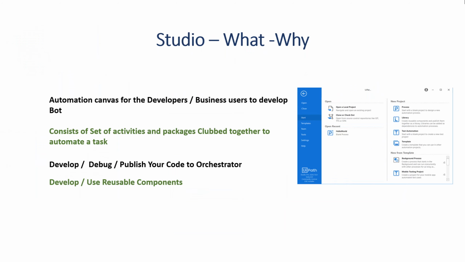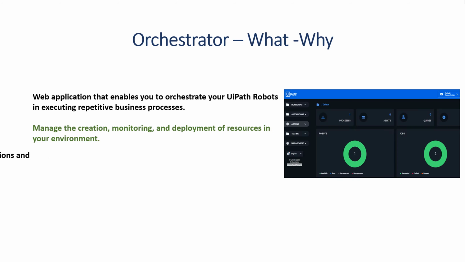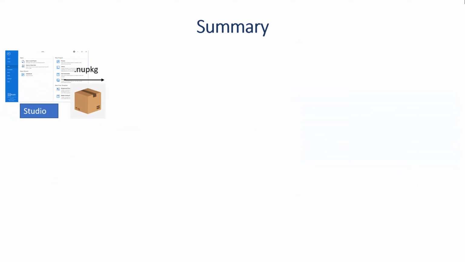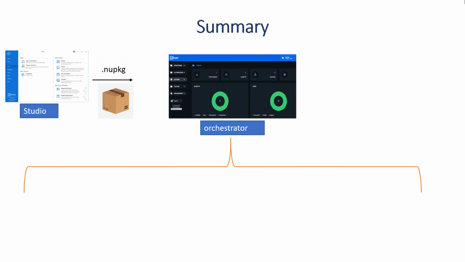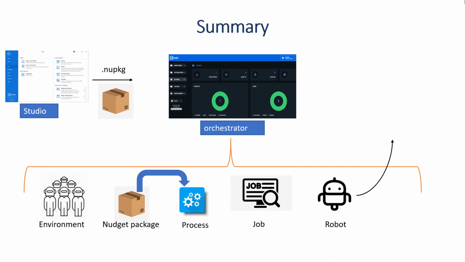Then we go by what exactly Studio is, what is Assistant and what is Orchestrator, why do we need it, and then the overall structure of UiPath, how the Studio is connected to Orchestrator, what is environment, how a NuGet is related to Orchestrator, what is robot, what is UiPath Assistant. So if you are an absolute beginner in UiPath and you want to know how exactly these components are related to each other, go ahead and listen to the recording and provide your valuable feedback.